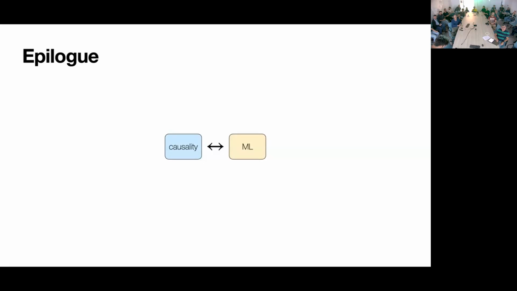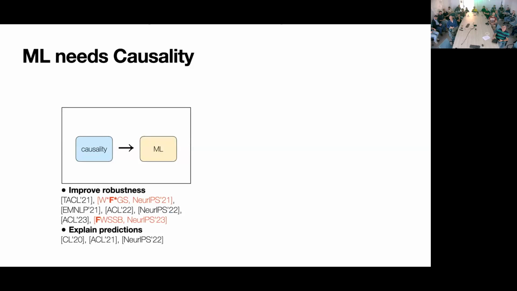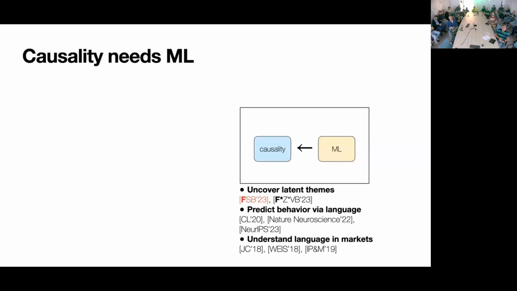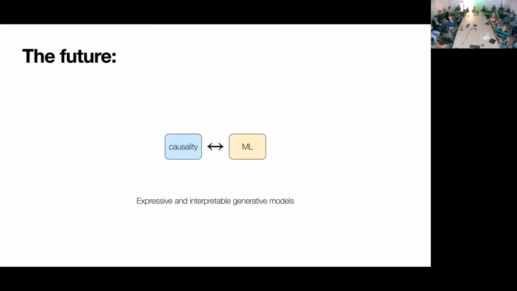All right, so my entire research is on these two connections. I've done a lot of work on robustness, which I showed you today. I also introduced the problem of explainability as a causal problem to NLP. In the converse relationship, I now work a lot on trying to improve causal estimation with text through methods from machine learning. And I think the future is about connecting the two and getting an expressive and interpretable generative model that can uncover latent themes from text, generate counterfactuals, and because of that, make reliable and interpretable predictions.